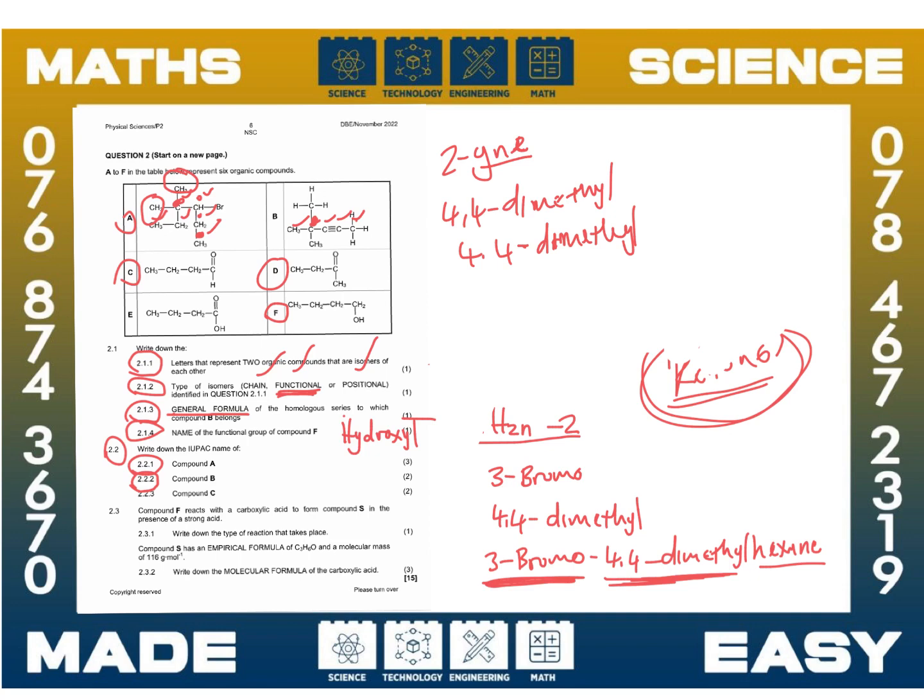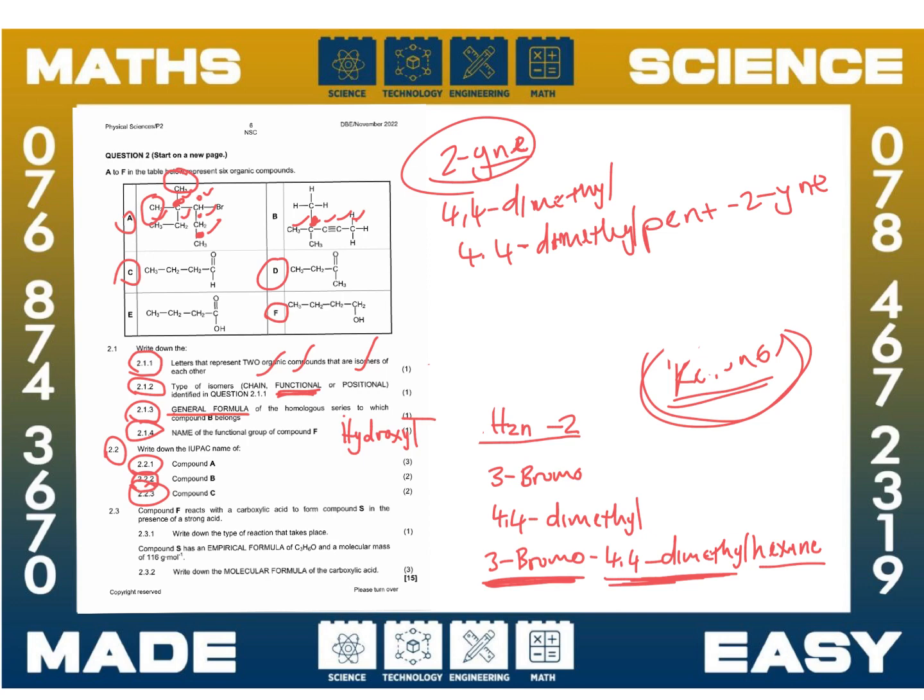The longest chain has 5 carbons, which is pentane. So we're going to have a pent. Because of the triple bond, we say pent, then we also include that it is 2-yne. Okay, that is our 4,4-dimethylpent-2-yne. We go to 2.3, compound C.